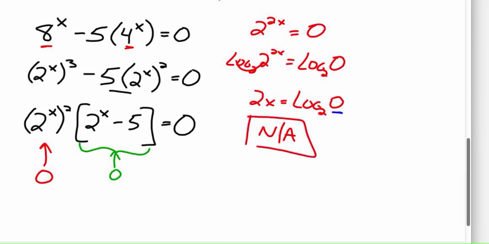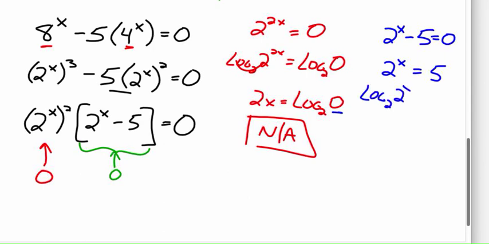But we can solve for the other side. We can solve for the 2 to the x minus 5. 2 to the x minus 5 equals 0. And what are we going to do with that? We're going to add 5 to both sides, and we're left with 2 to the x equals 5. Let's take our log of base 2 again. So this cancels out, and I'm left with x equaling log of base 2 of 5.